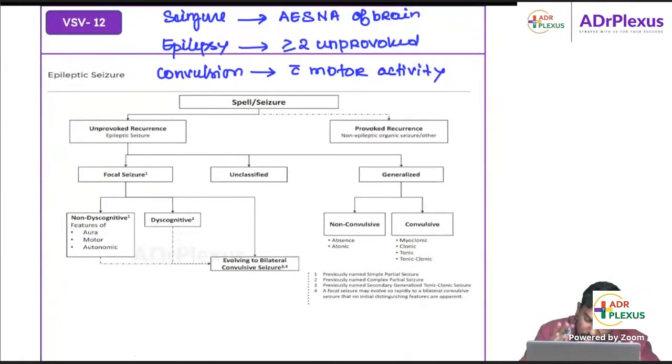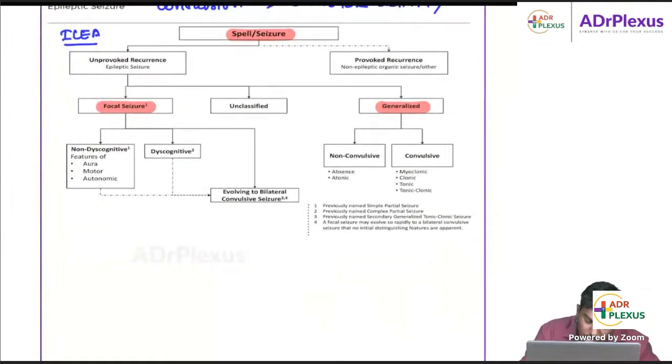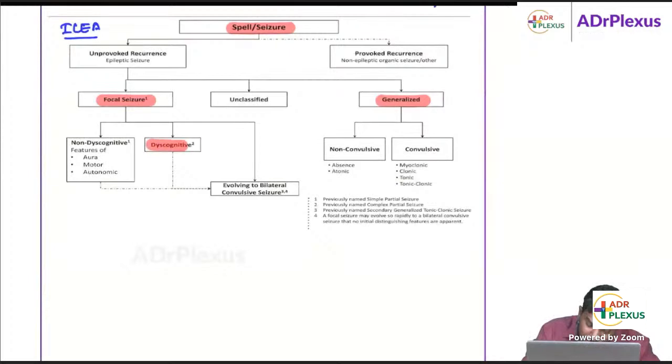Now, seizures, according to the International League Against Epilepsy, you are going to divide into 2 types: focal seizures and generalized seizures. Focal seizures can be further divided into dyscognitive seizure and non-dyscognitive seizure.